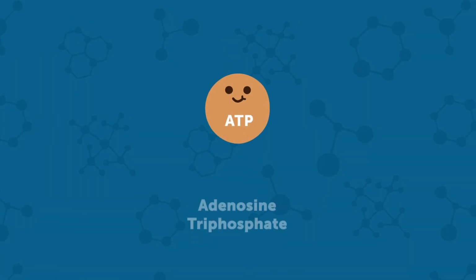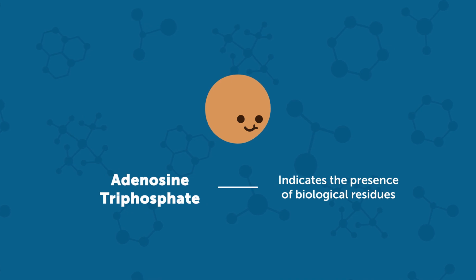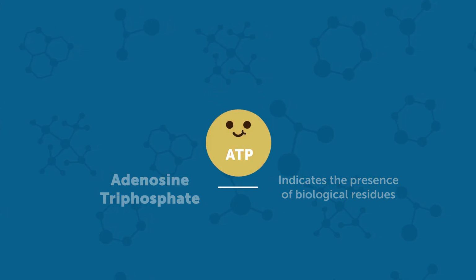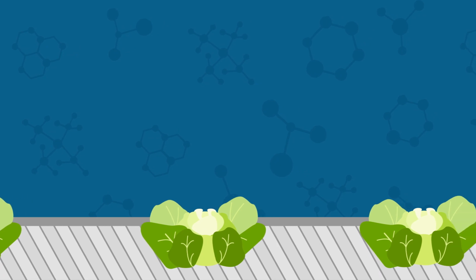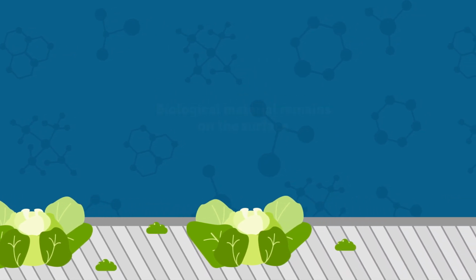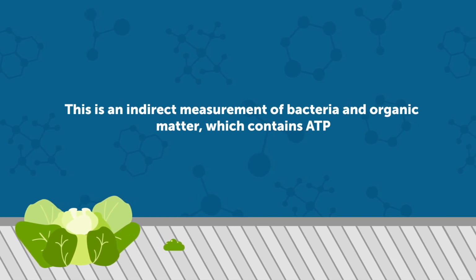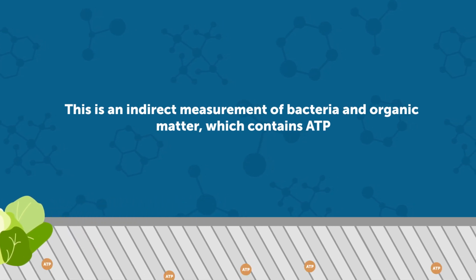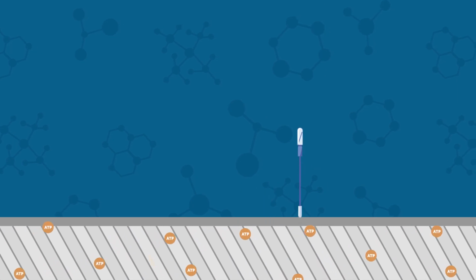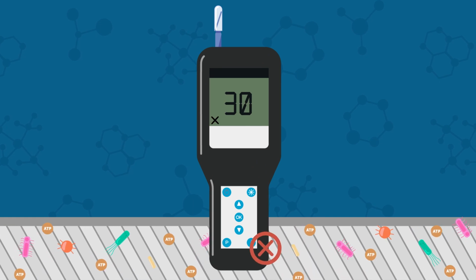ATP, or adenosine triphosphate, is a molecule which indicates the presence of biological residues. In simple terms, if the test indicates ATP is present, it means it is likely that biological material remains on the surface. In practice, this is an indirect measurement of bacteria and organic matter, which contains ATP. But this does not provide a total count of bacteria, but it is useful to help us get an idea of the overall cleanliness of a surface.